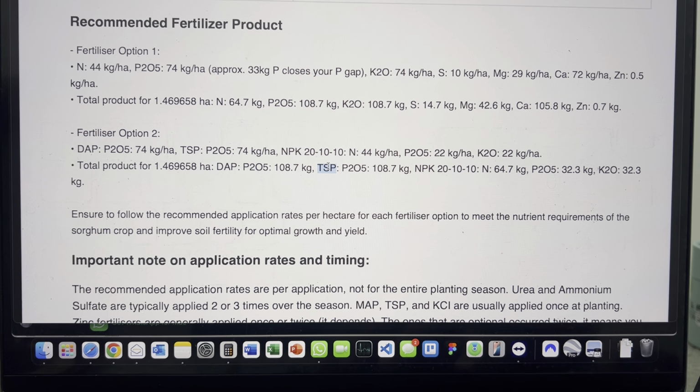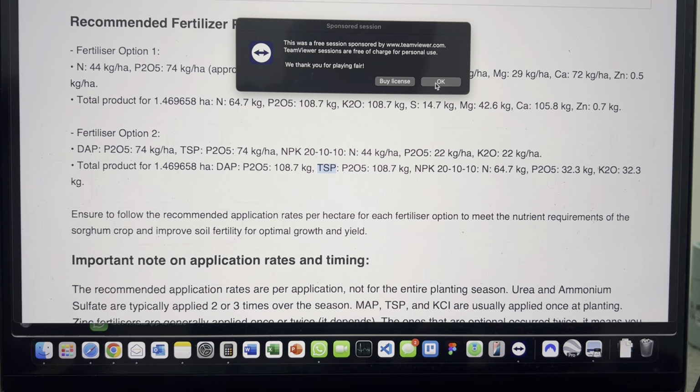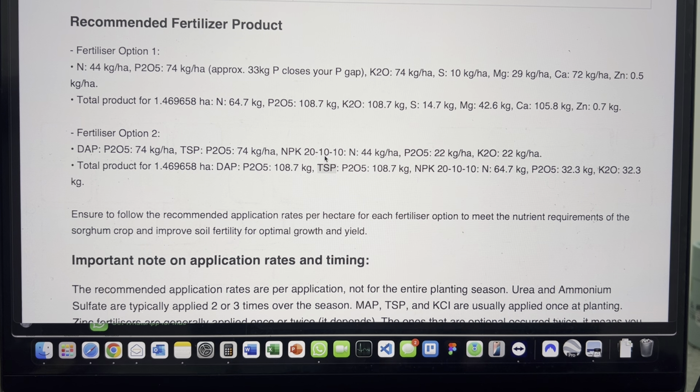So in the case of TSP, we take the size of the bag, in this case 50 kilos, and we multiply by 0.46. When we multiply, we will get the same as 23. So with that 23, use it to divide this to get the number of bags.